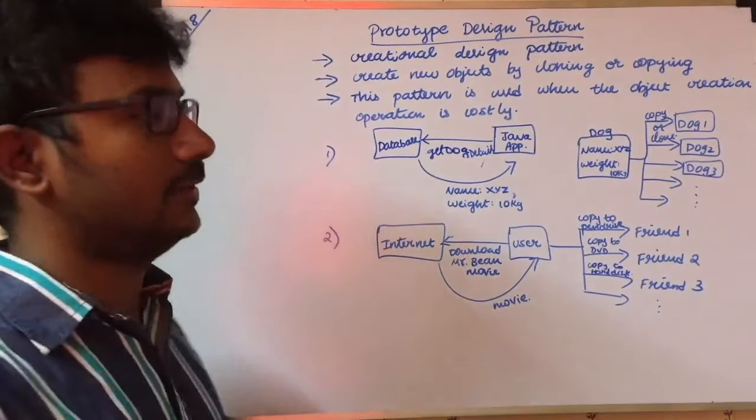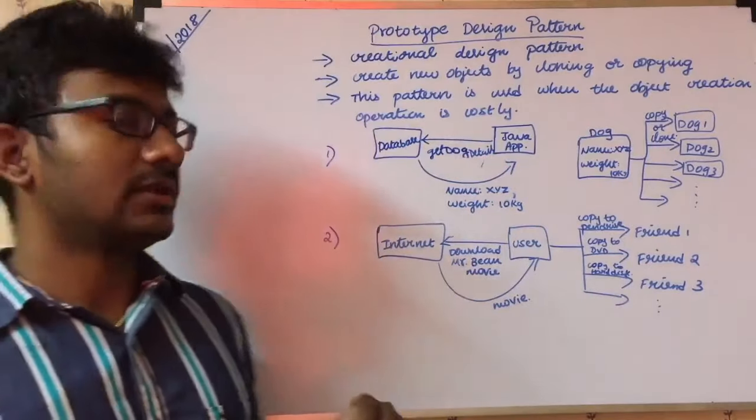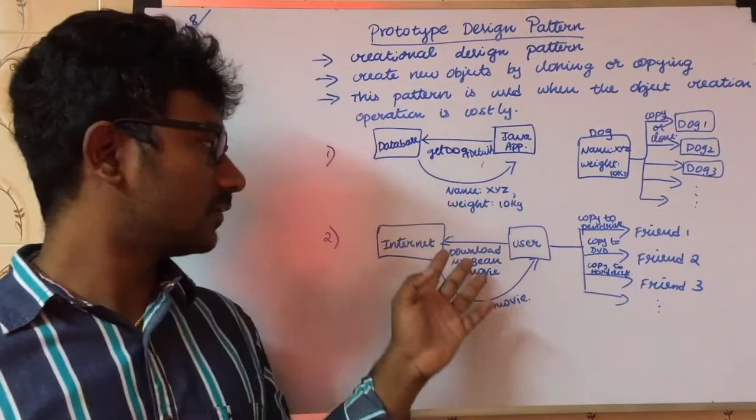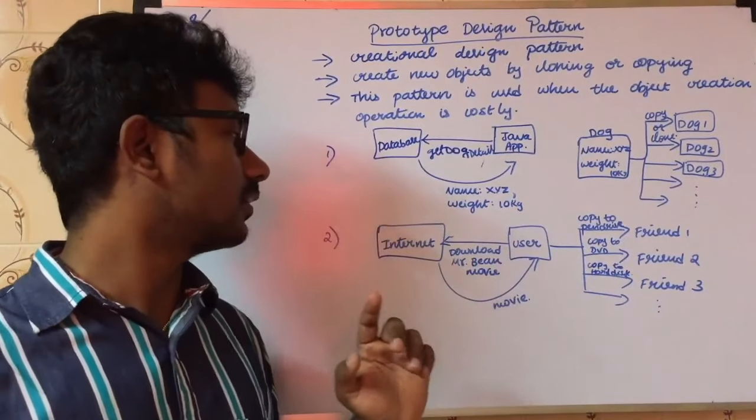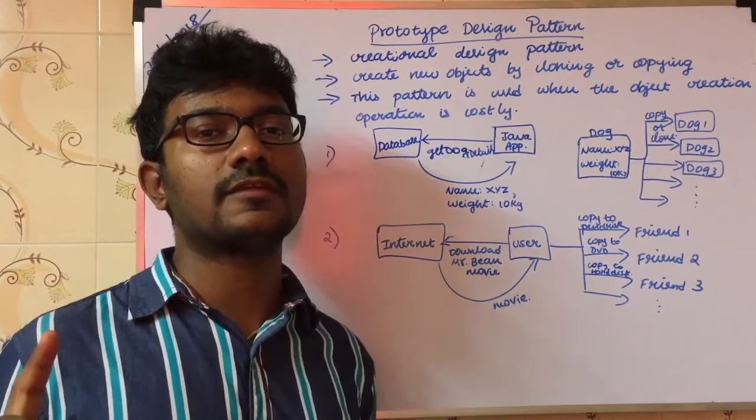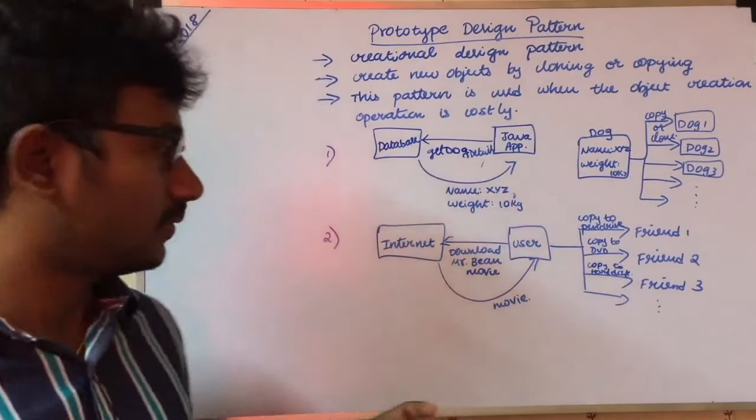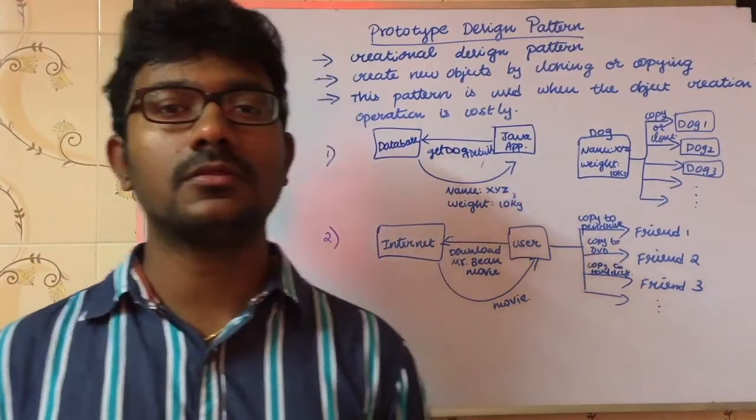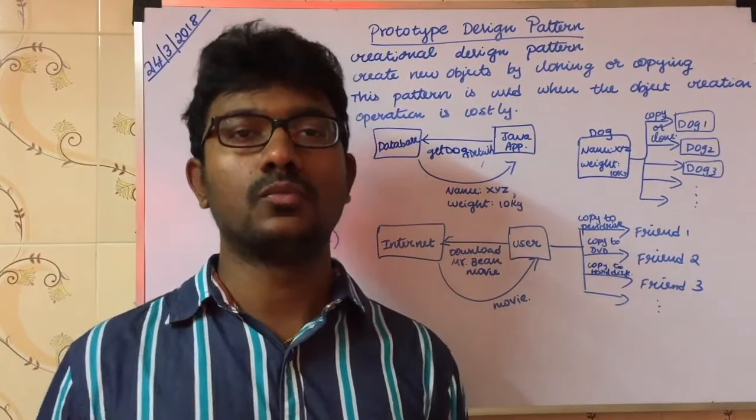And the second example: if you are a user trying to download a movie from the internet, suppose the movie is Mr. Bean, you will try to download it from the internet. If the size of the movie is 1 GB, it may take nearly 30 minutes to download. After 30 minutes, if you have watched that movie, you will tell your friends that the movie is very nice.